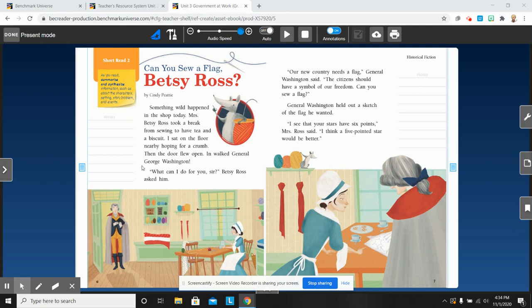I'm going to stop right here and I want us to think about who might be telling this story. Whose point of view are we hearing from? The first thing I want to do is look at the pictures. I see in this picture someone entering the door, and from the story it tells me who that is. In walked General George Washington. So here we have George Washington. We have a lady sitting in a chair. And over here we have a lady and the same man.